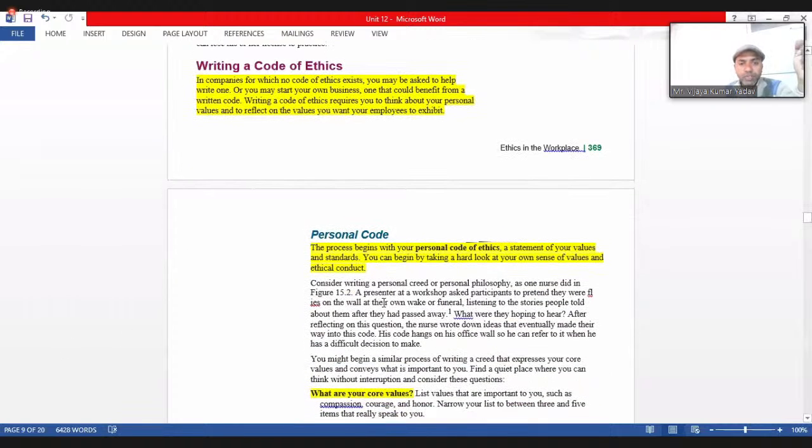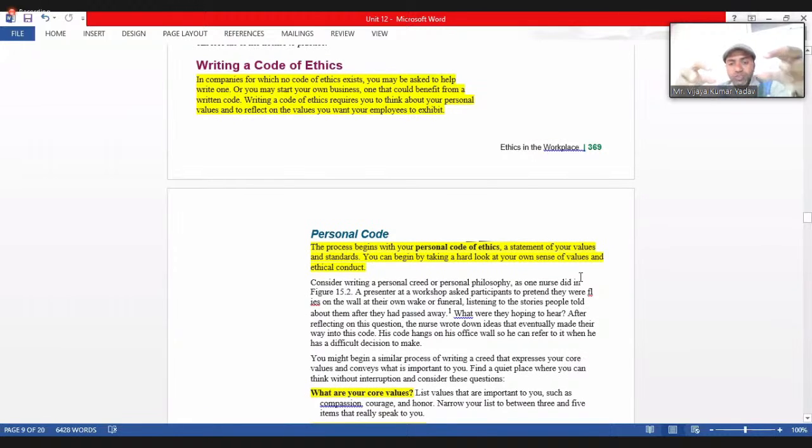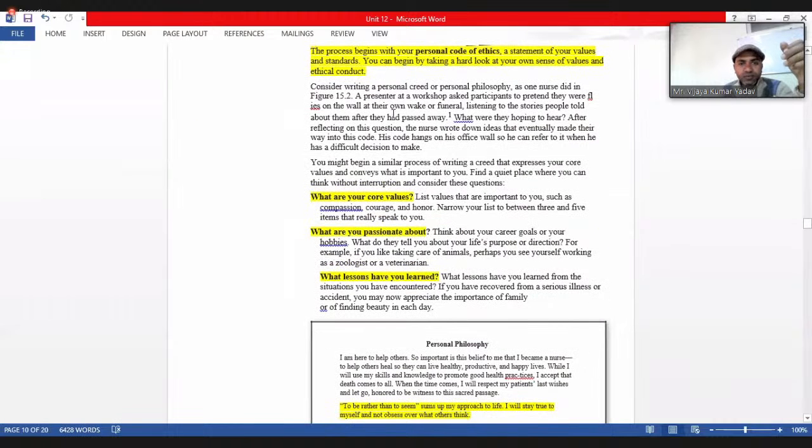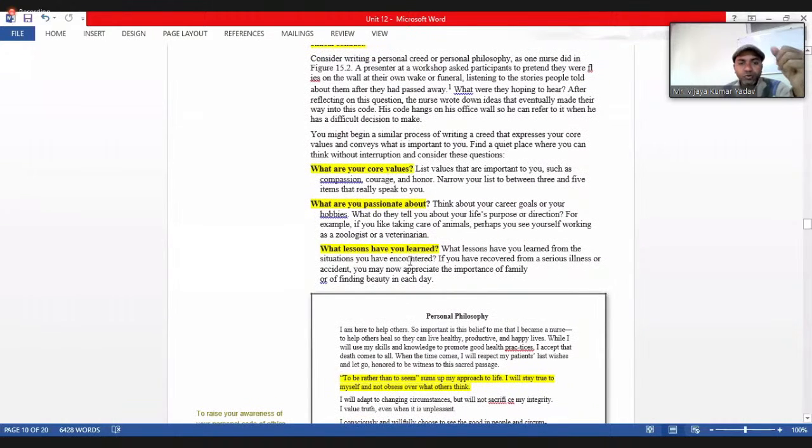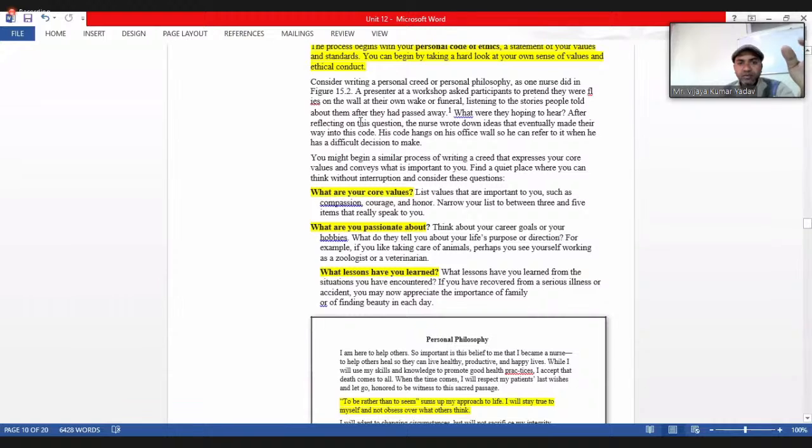Personal code. The process begins with your personal code of ethics, a statement of your values and standards. You can begin by taking a hard look at your own sense of values and ethical conduct. Personal code means your sense of values and ethical conduct: how you look at values, how you look at ethical conduct. So here in the personal code, you have your core values, what you are passionate about, and what lessons you have learned.